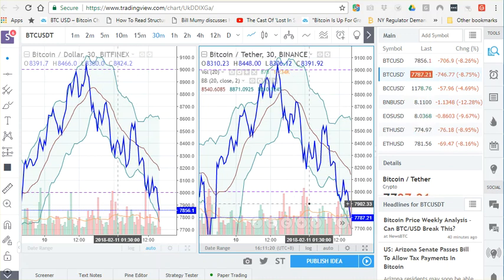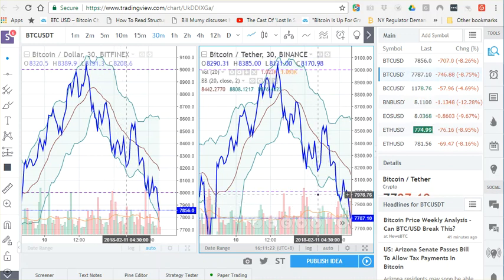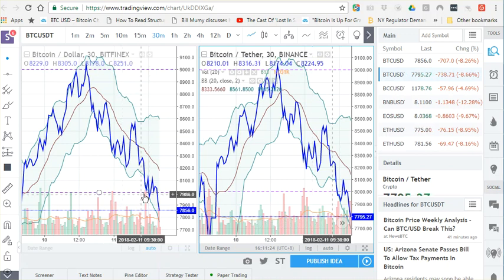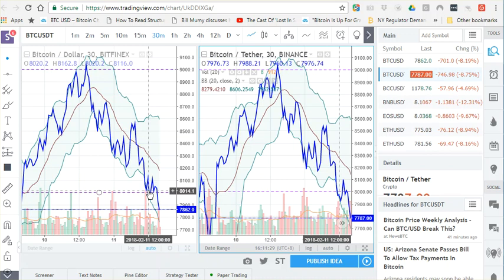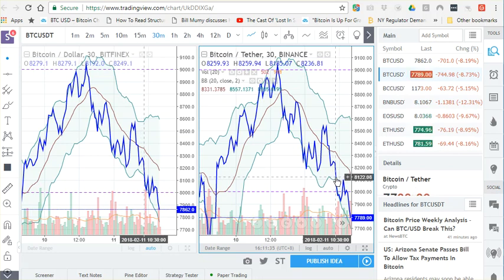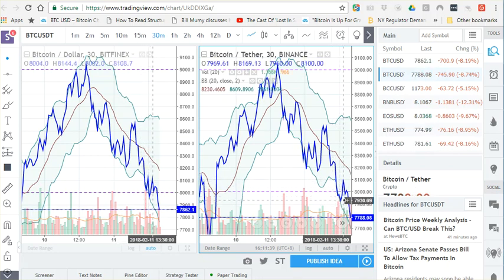So you'll often find this on the major psychological lines. So at 8,000 there, we might find, for example, that the price stops here at Bitfinex. It bounced off 8,000 and went up. Whereas over here, it went through, punched through the 8,000, but then it's off doing its own thing.